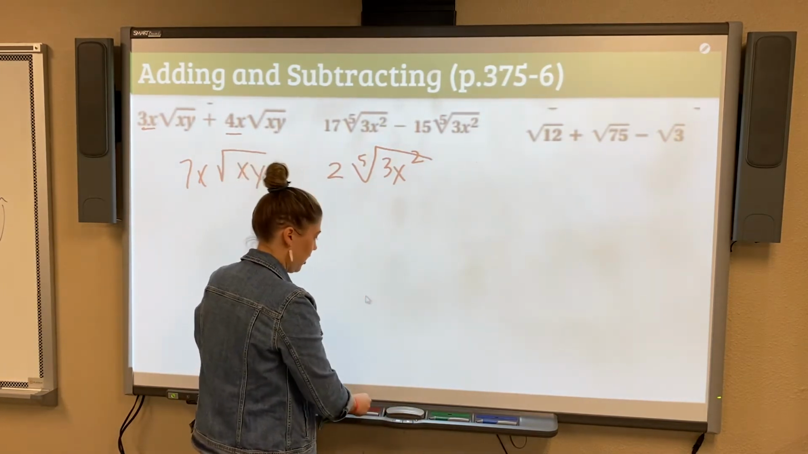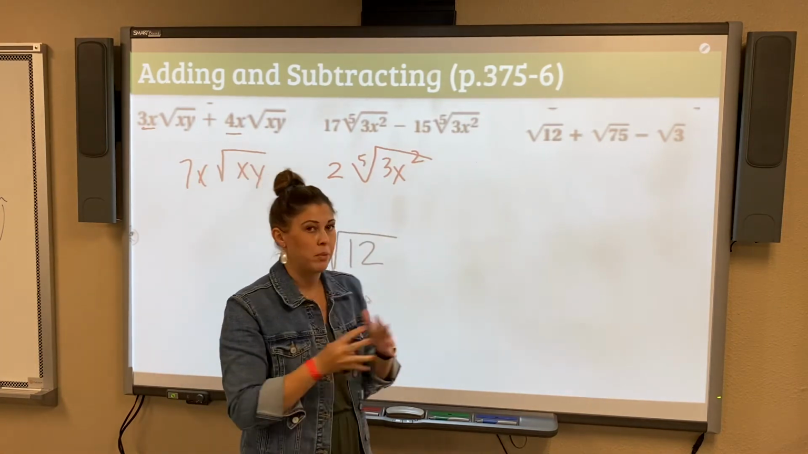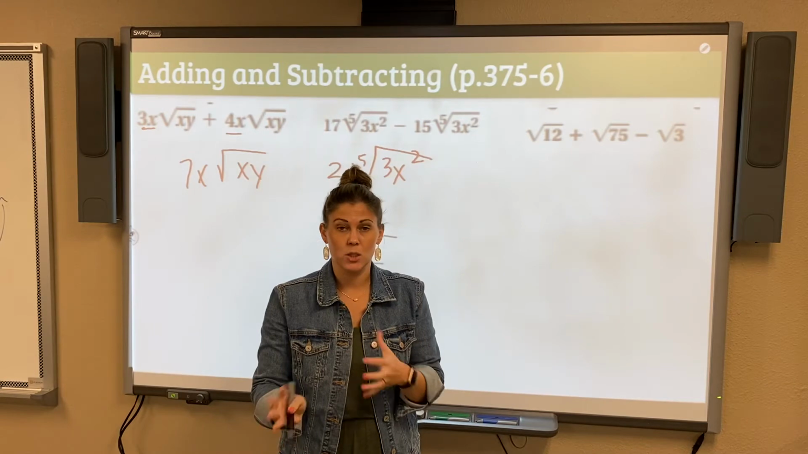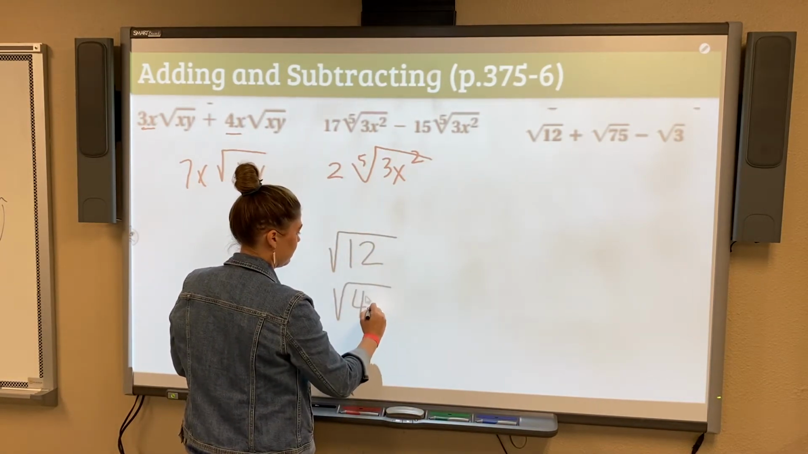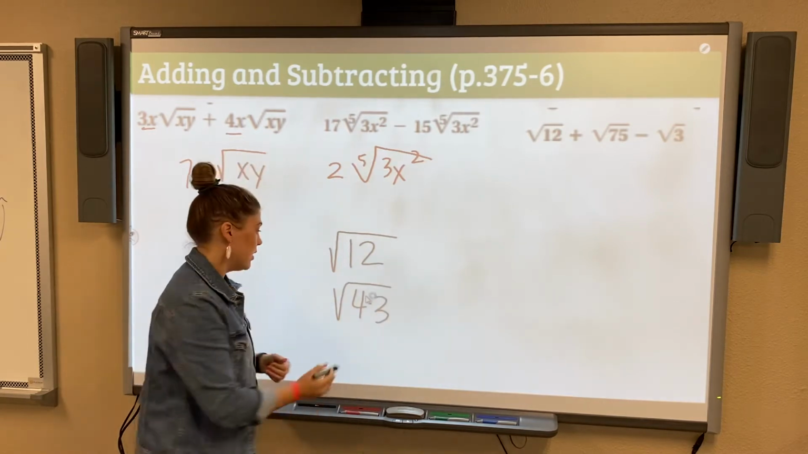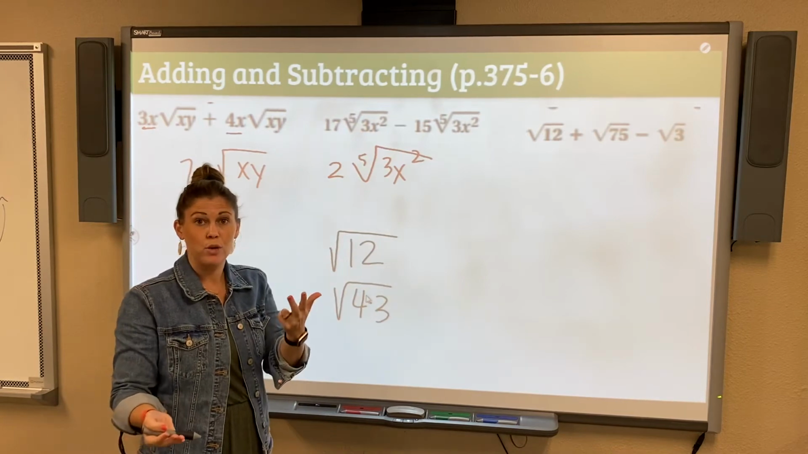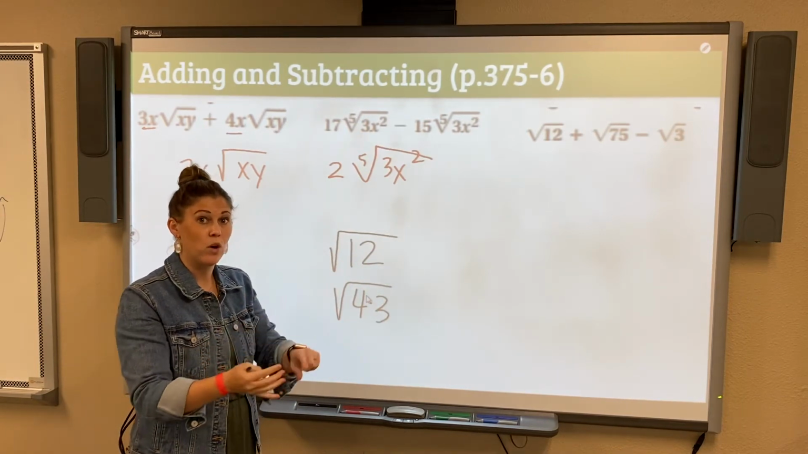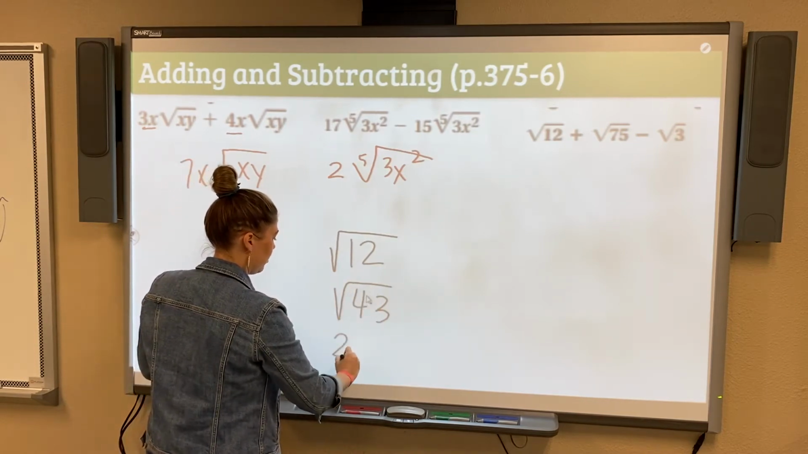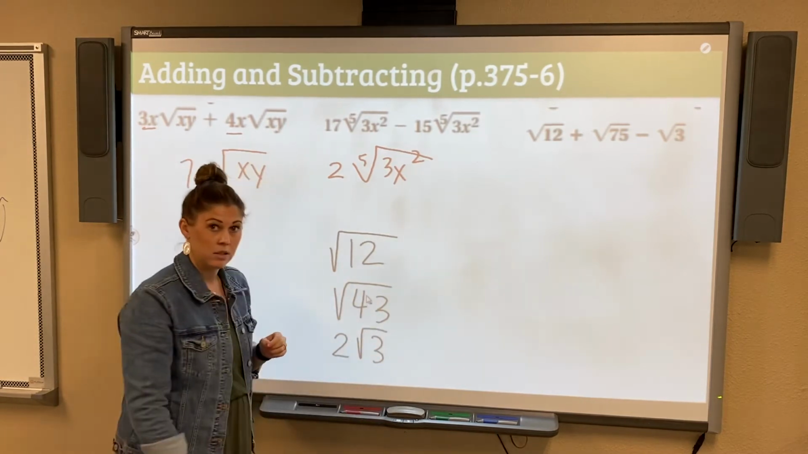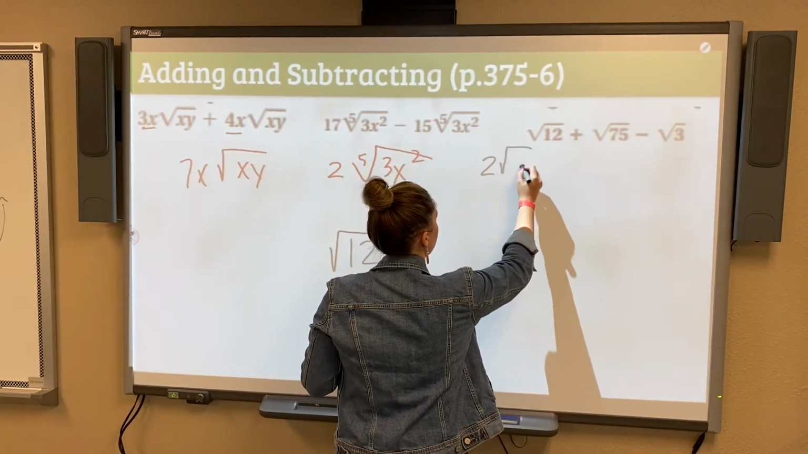I'm going to come over here in black. So the square root of 12, we have to think, what's a perfect square that multiplies to get 12? Well, that's 4. So the square root of 12 would be 4 times 3. So that's the square root of 4 times the square root of 3. The square root of 4 is 2, so we can take that out. So this simplifies to be 2 square roots of 3. I'm going to replace this root 12 by 2 square roots of 3.